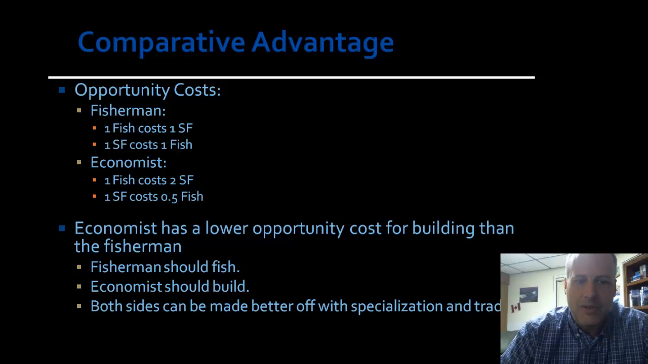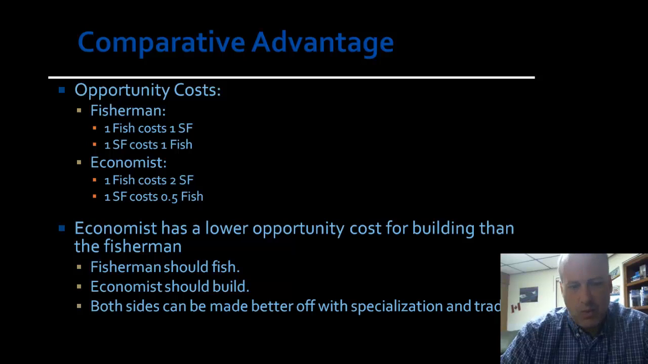Now consider the economist. In this case, the economist can build 10 square feet per hour or catch 5 fish per hour, and what this says is that each fish costs the economist 2 square feet, but each square foot costs the economist 0.5 fish. What this then says is that the opportunity cost of building for the economist is lower than it is for the fisherman. Building costs just a half a fish per square foot.